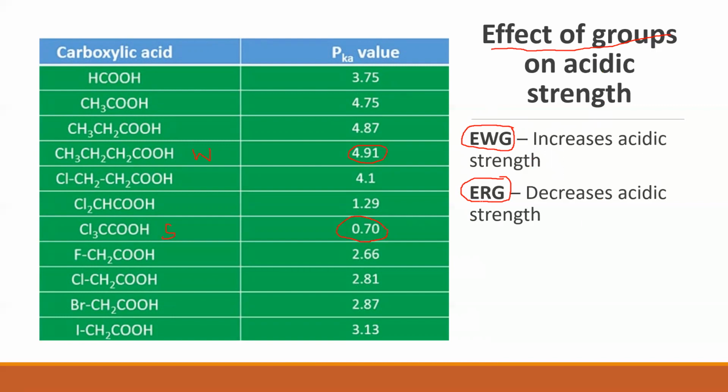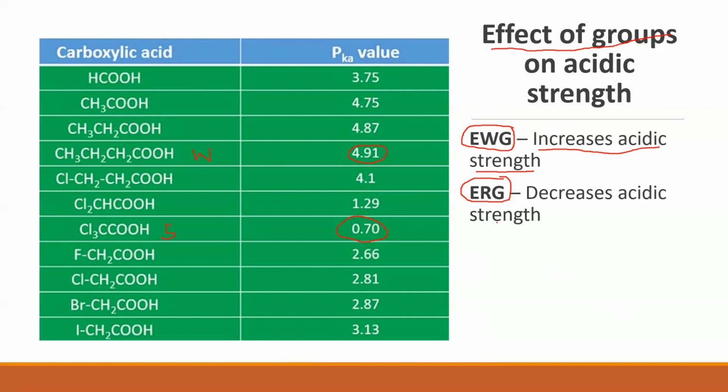ERG is the opposite of that, which is an electron releasing group. As the name itself indicates, it releases electrons into the system, towards the bond. Clear? Now what is the logic here? Whenever there is an electron withdrawing group attached to a carboxylic acid, it will increase the acid strength.